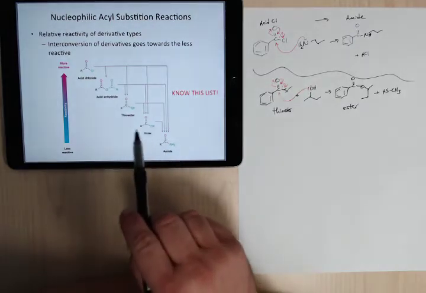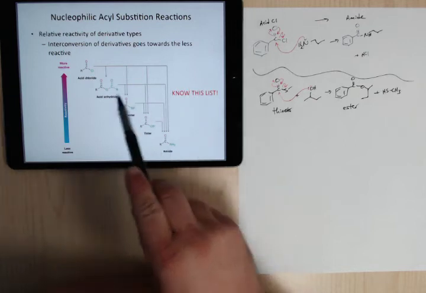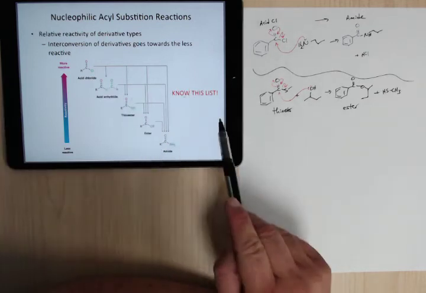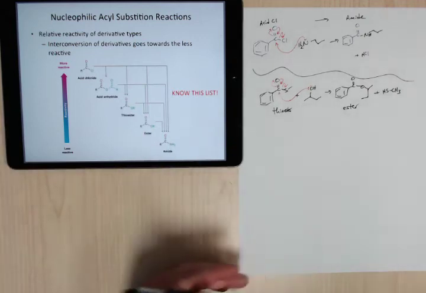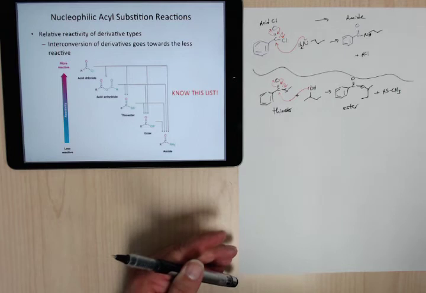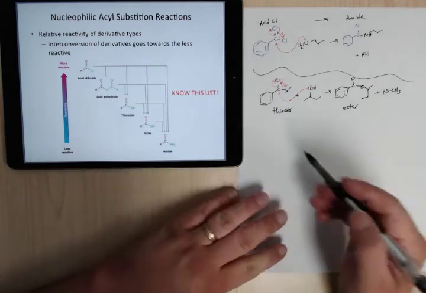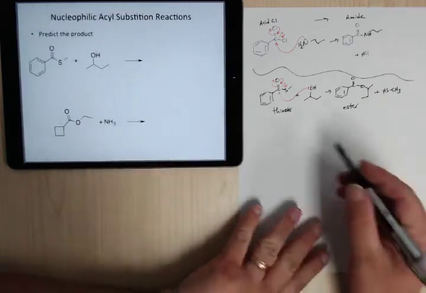Now, the other thing I forgot to mention is that you can go side to side. So you can take one acid chloride and make a different one, or take an anhydride and make a different anhydride. You can make an ester and make a different ester, or you can go from ester to carboxylic acid. That's fine too. So go ahead and do the reaction and then do a quick check.